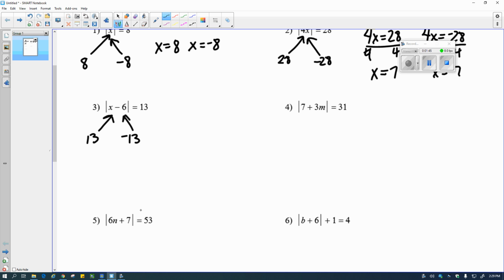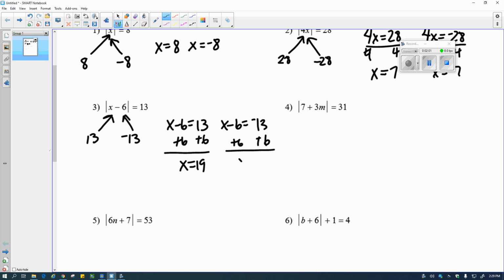So unlike 8 and negative 8 and 7 and negative 7, when we set up x minus 6 equals 13 and x minus 6 equals negative 13, I would add 6, x is 19, add 6, and x is negative 7. So I want you to understand that just because it's an absolute value doesn't always mean that the answers are going to be exact opposites of each other. I don't like the way that looks. I'm going to rewrite it so it's the negative 7.